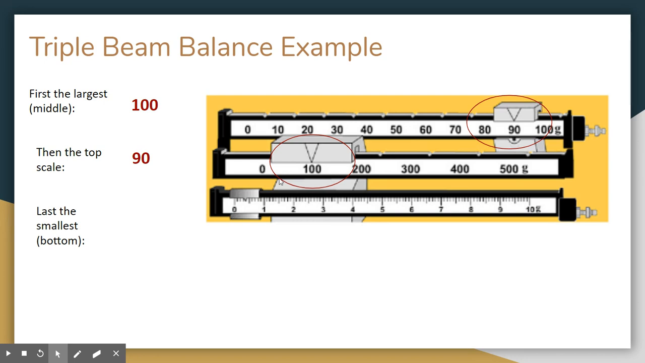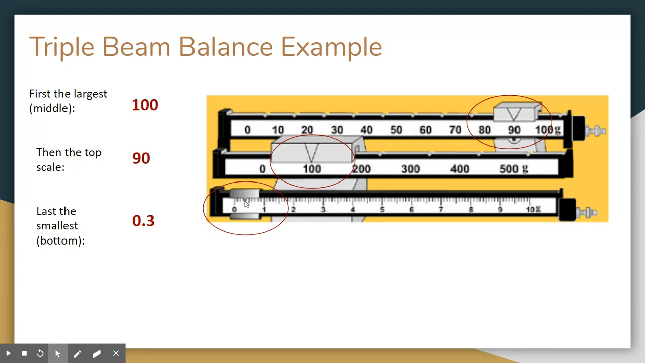Last, you go to the smallest one, the one that's closest to you, and this is the ones place or the tenths place as well, because it goes in between, and we can see the little tick mark is right about here. Okay, it's in between the 0 and the 1. In between the 0 and the 1, each of those little ticks is 0.1. So if I count 1, 2, 3, and it looks like it's right on that 4.